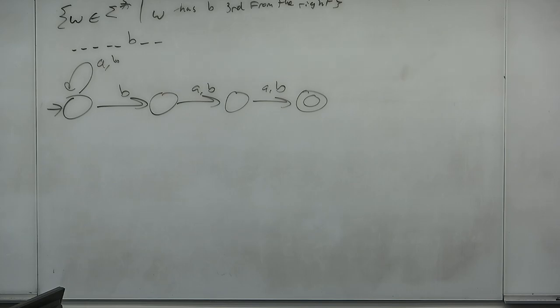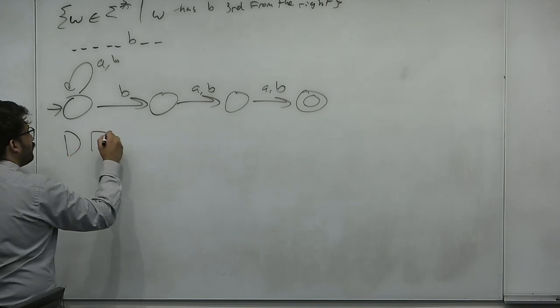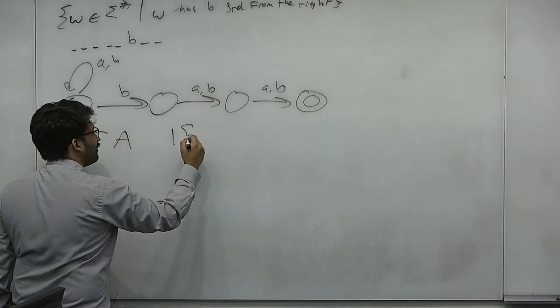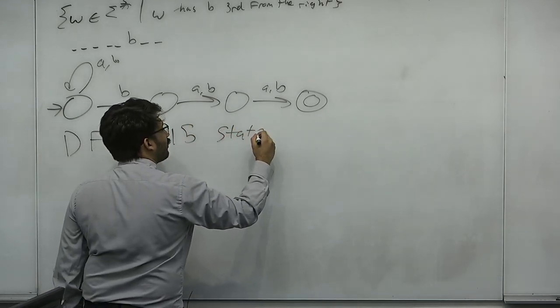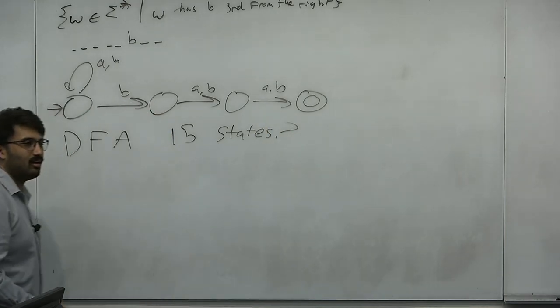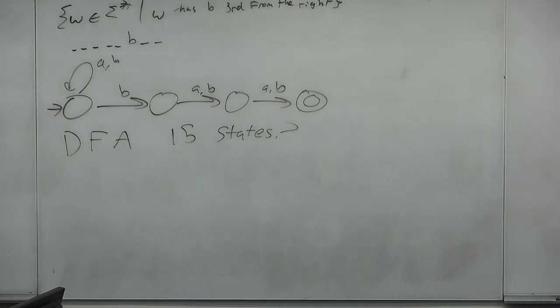What is the strategy to build a DFA for this? Do we know? Three things from the right. So if it was ending with a B, you could test that easily. If it was two away from the right, you might be able to do that easily. Three away from the right, it sounds a little harder. My DFA for this has, you won't believe it, like 15 states. I would encourage you to try to work this out. I'm not going to draw the DFA.